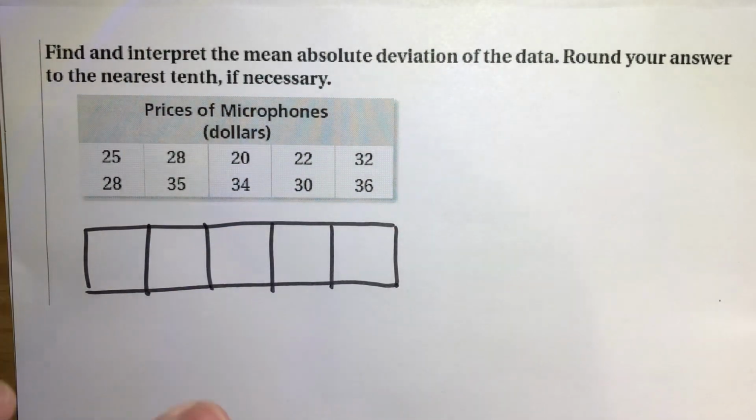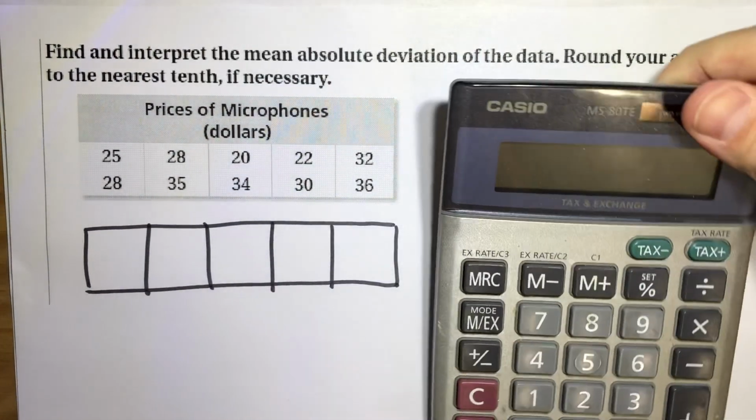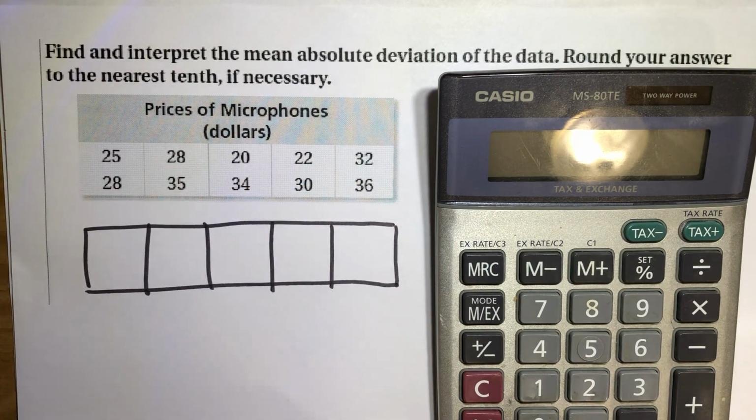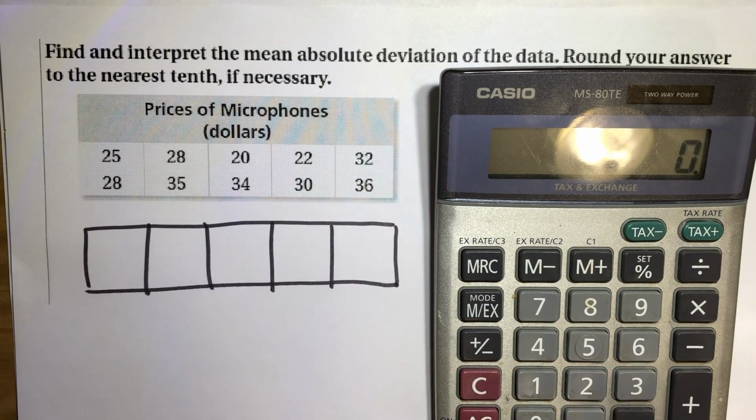And that wasn't as neat as I'd like it to be. So the first thing I'm going to do is get the total sum of all 10 microphone prices, and I'll use that so I can find my mean. So 25 plus 28 plus 20 plus 22 plus 32 plus 28 plus 35 plus 34 plus 30 plus 36 gives me a total of 290.